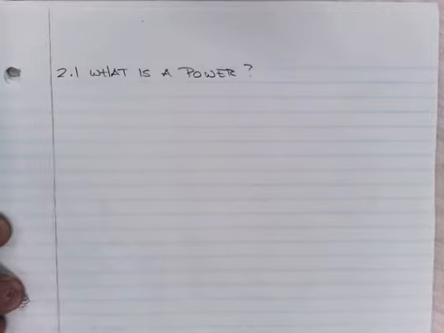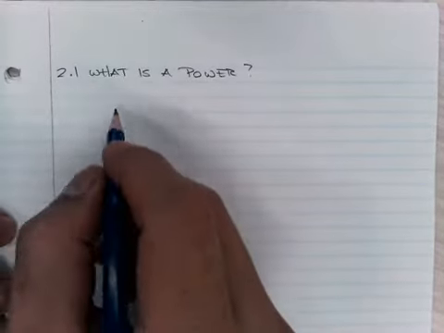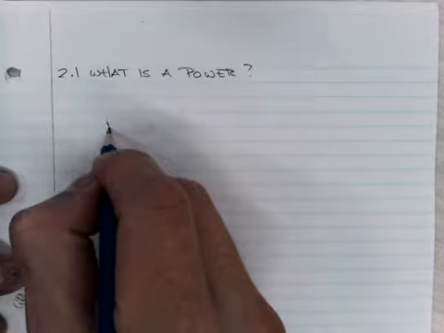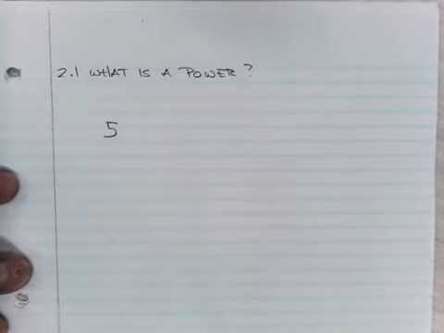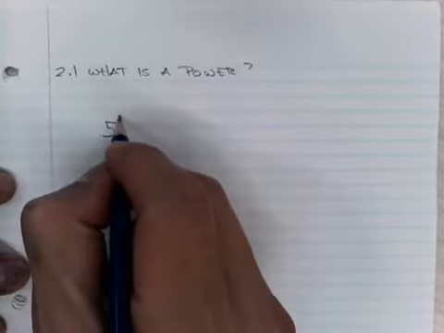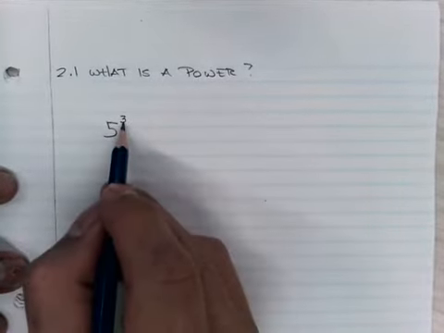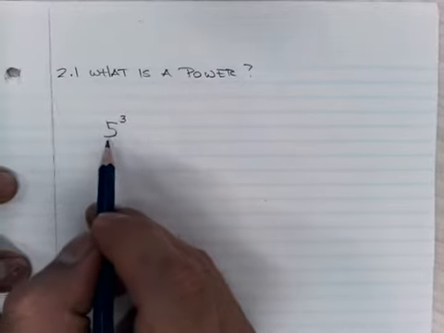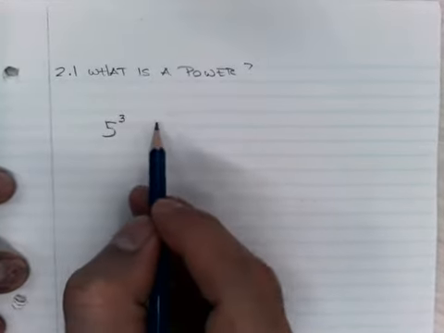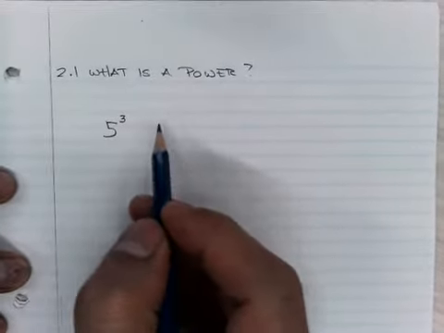Maybe from grade 8 or grade 7, you might have seen what a power looks like already. So I'm going to give an example right away. A power basically is a base number to an exponent. What this little exponent really means is you're going to take this 5, this base, and multiply it to itself 3 times. And I'll show you what that means.